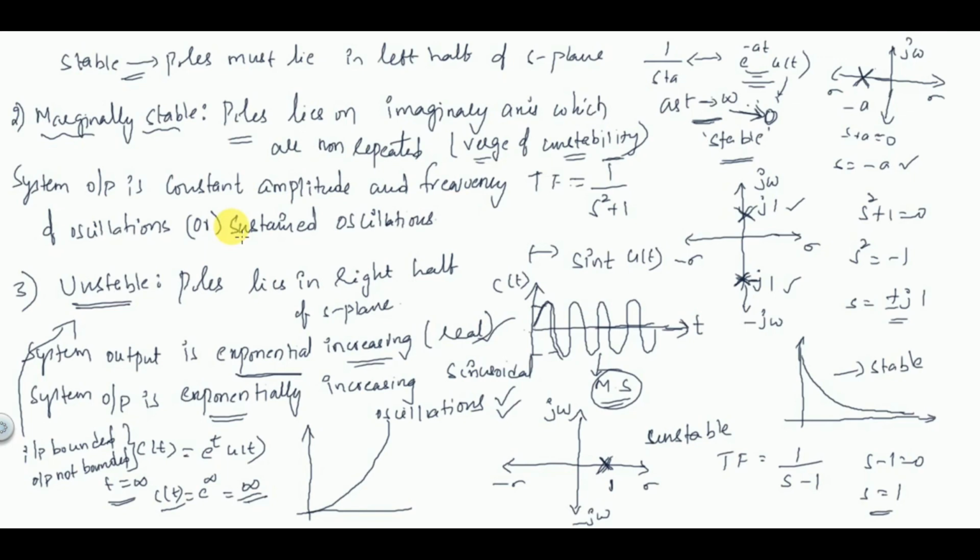Okay, so this is how we can classify different types of stability based on the pole location. In the next video, we will see all three types of stability and their different cases also, and discuss in detail how the output looks for a given type of pole location.